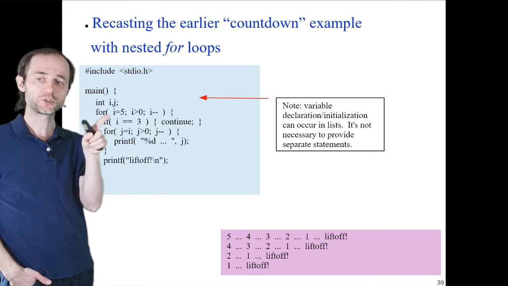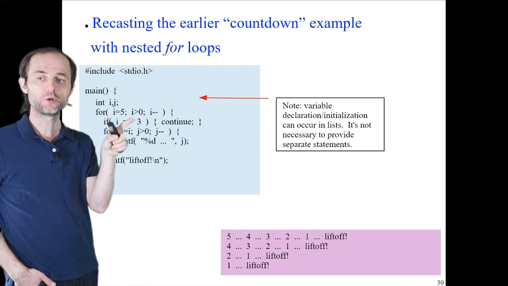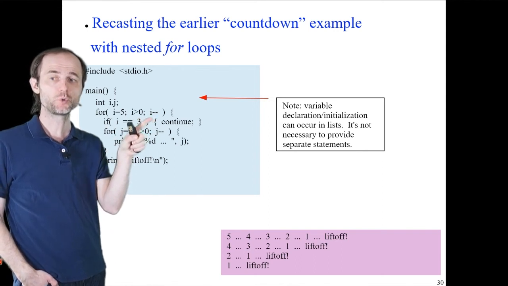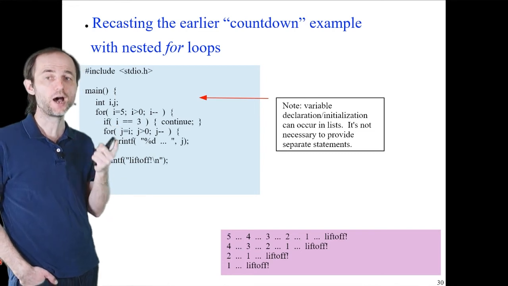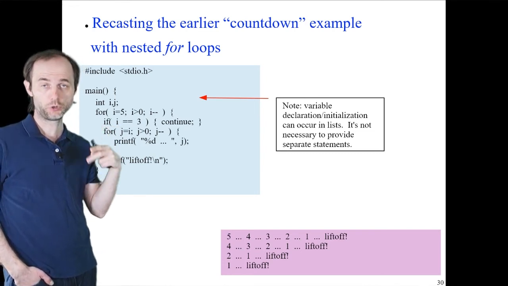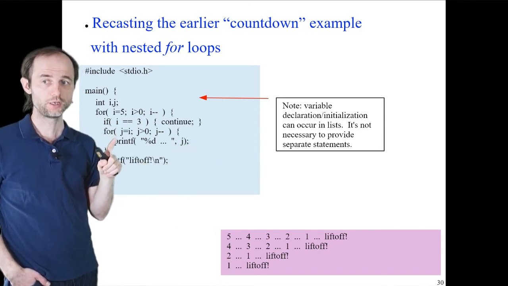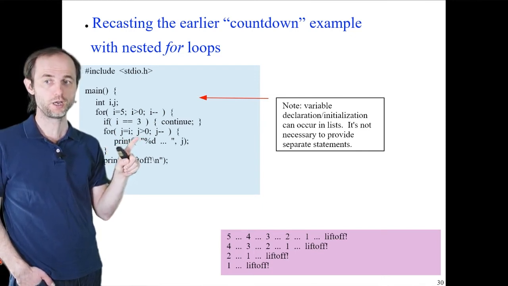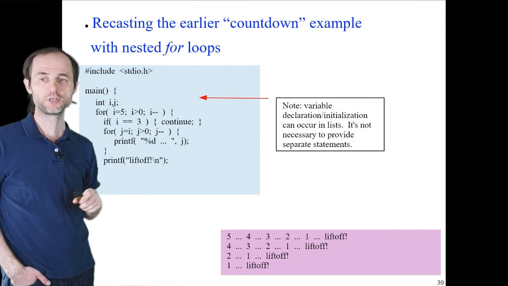Now, in the for loop, we start by initializing, finally, our variable i to 5. We're going to keep looping while i is greater than 0. And at the end of every iteration, we're going to decrement the value of i by 1. So as before, we're going to skip an iteration if i is equal to 3. And then in order to do the liftoff, we are going to loop over j, which is initialized to i. We're going to keep looping until j is greater than 0. And we're going to keep decrementing the value of j every time.